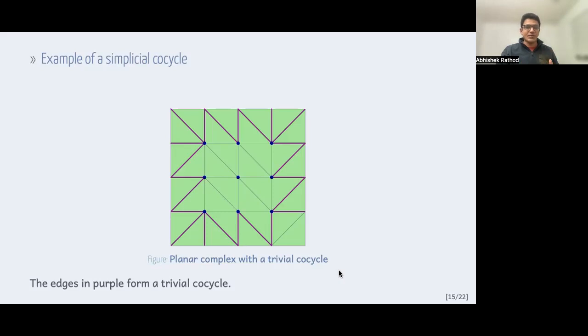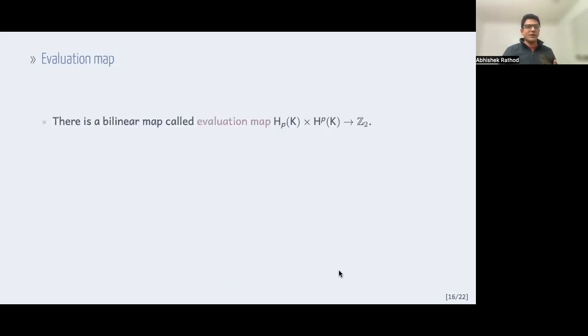I hope this built some intuition for cohomology. Now, one final thing that connects homology and cohomology. This is a very nice construct called the evaluation map. Let me say what that is.